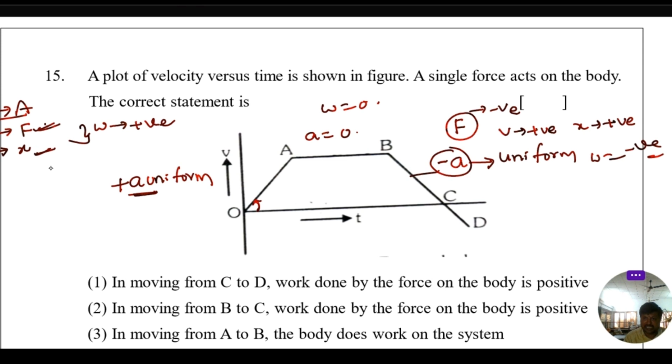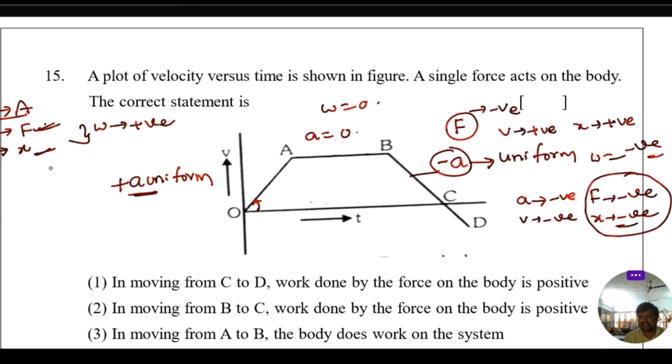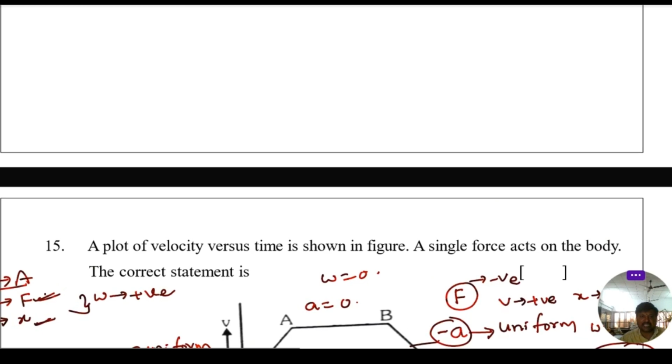Let's go to C to D. In C to D, acceleration is negative, so force is negative. And in C to D, velocity is negative, so displacement is also negative. Okay now, force is negative and displacement is negative. Negative into negative, work done is positive. So in moving from C to D, work done by the force on the body is positive. So option 1 is the right answer.